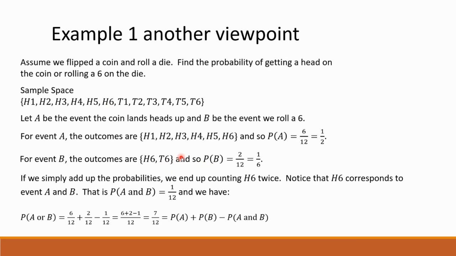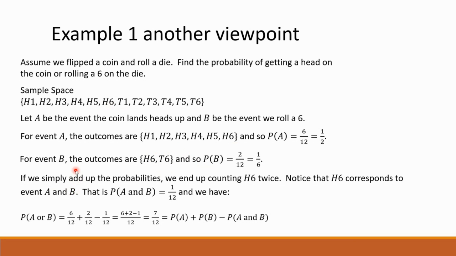But now you can see, if we just add them, this outcome, H6, is being counted twice. And we don't want to count it twice. Then our answer is going to be wrong. That's why we have to subtract it. Now, how can we formally subtract it? Well, H6 corresponds to the event of A and B.